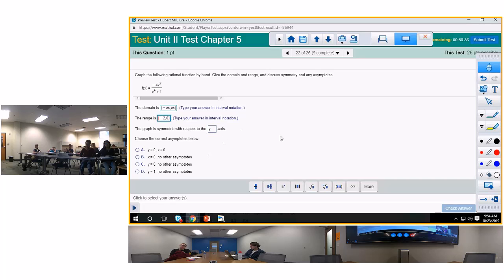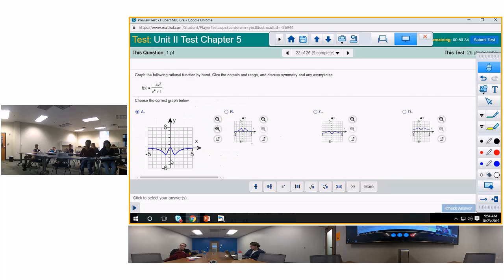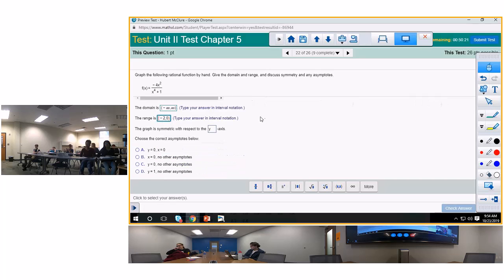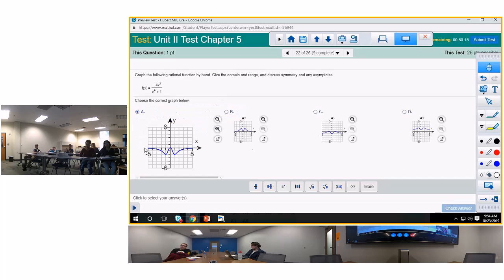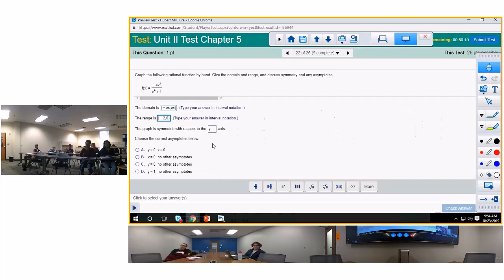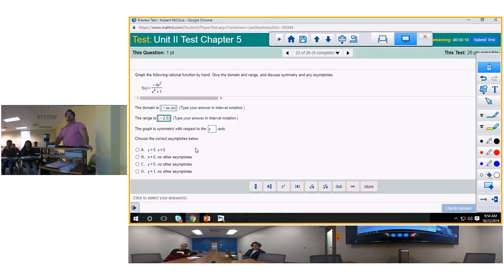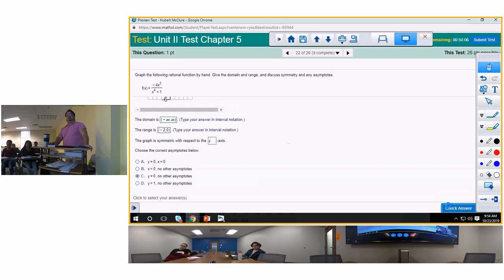Now, I'm going by what this picture looks like. Does it look like it's touching -2? It looks like it is to me. Oh, my calculator set that. Okay, good. And that's why I want you to use the calculator on this one. So what else does it ask for? Choose the correct asymptotes. I only see a horizontal asymptote of y is equal to 0. And we should feel good about ourselves.